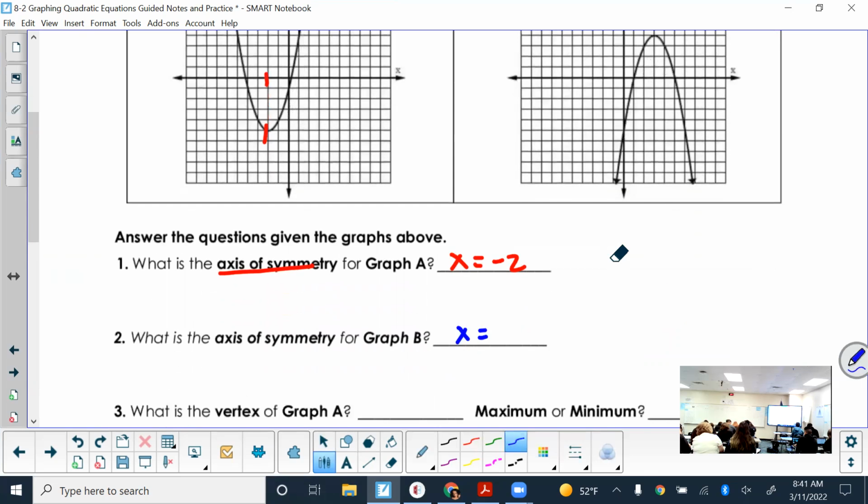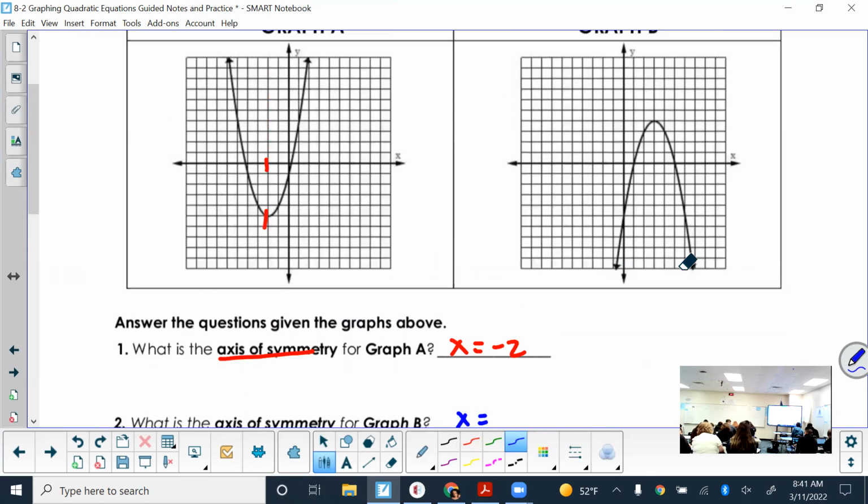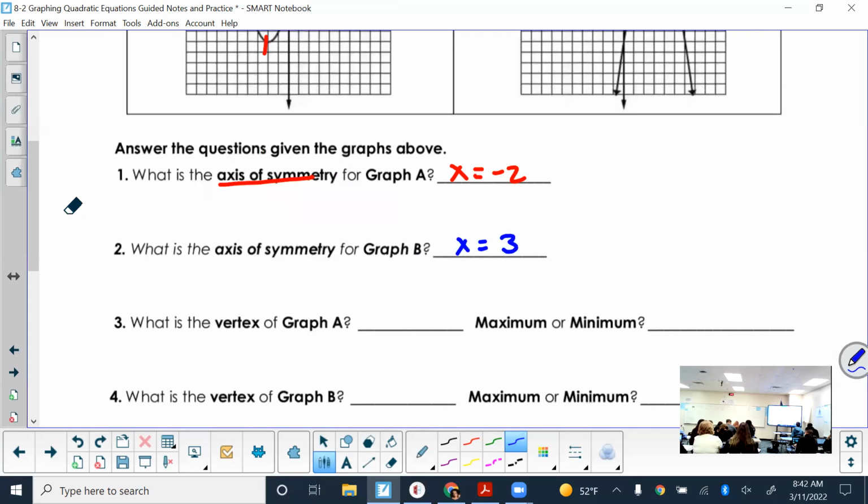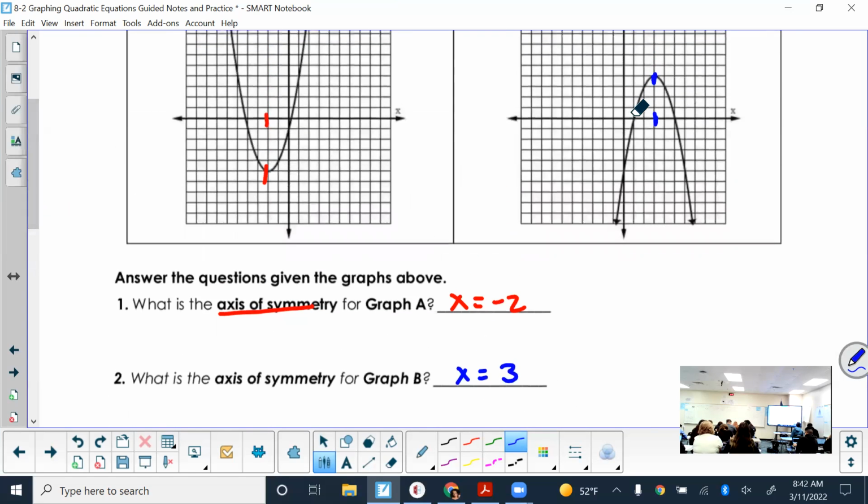All right, what'd you get for the axis of symmetry on graph B? Good. So it's a +3 because it's to the right of the origin on the x-axis. And the axis of symmetry is x equals whatever that value is. So questions on that part?